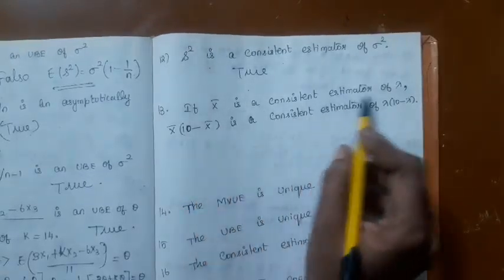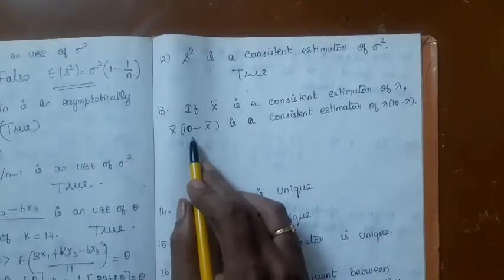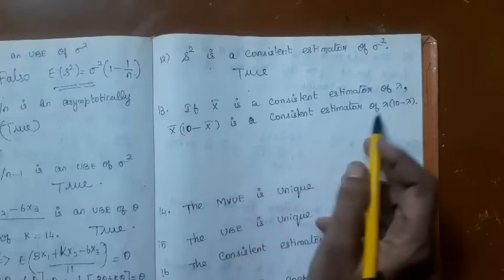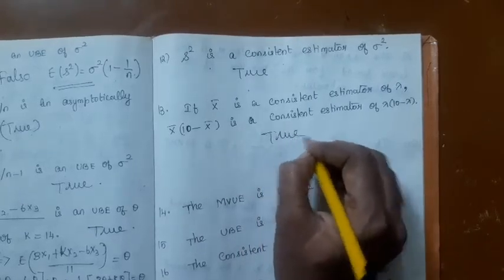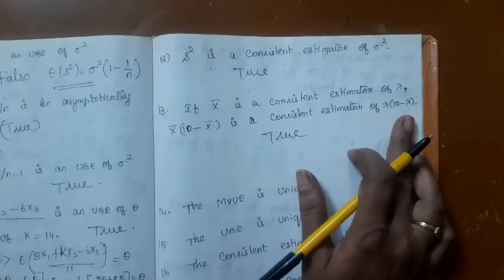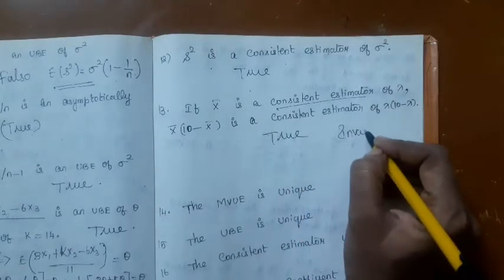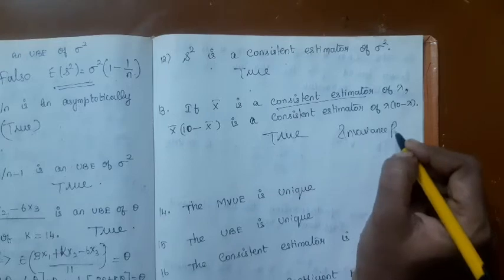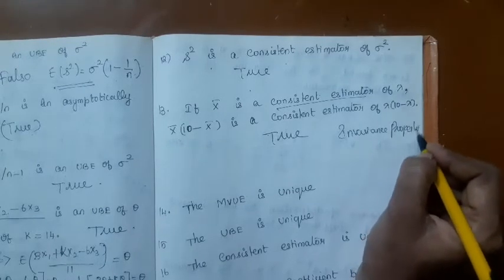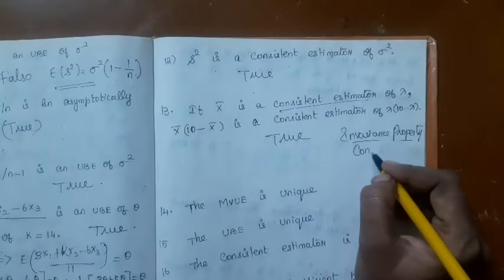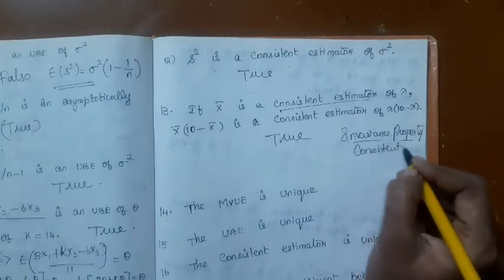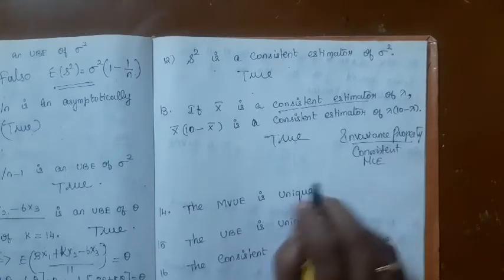If x bar is a consistent estimator of lambda, then x bar into 10 minus x bar is a consistent estimator of lambda into 10 minus lambda. This is true because consistent estimators have a property called the invariance property. This invariance property is possessed by consistent estimators and maximum likelihood estimators.